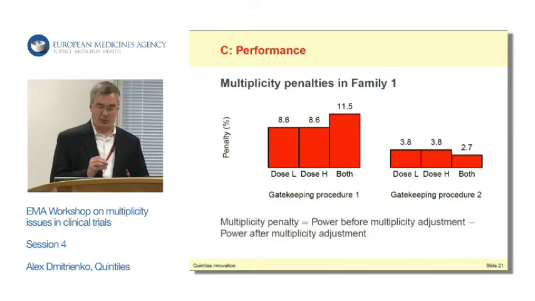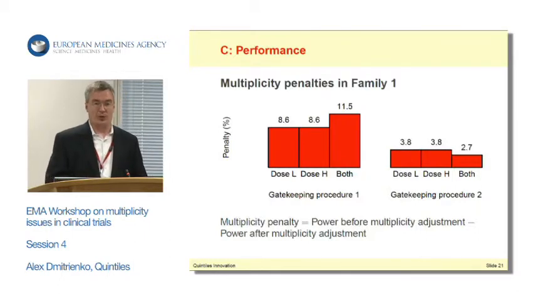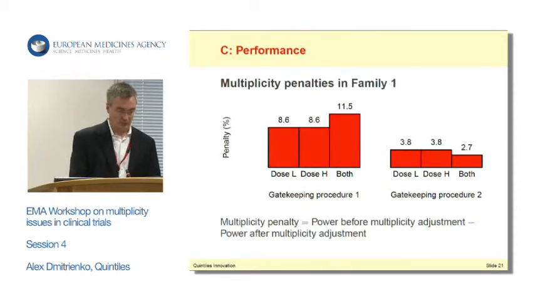The beauty of Hochberg-based procedures is that they reward consistency. If the sponsor is truly interested in establishing an effect at both dose levels, you can see that the multiplicity penalty, instead of going up, actually goes down and drops to only 2.7%, which means that if it's highly desirable for the sponsor to win on both doses, that would be the way to go.